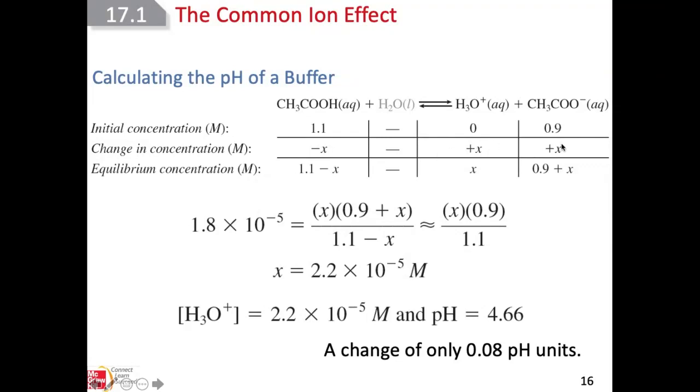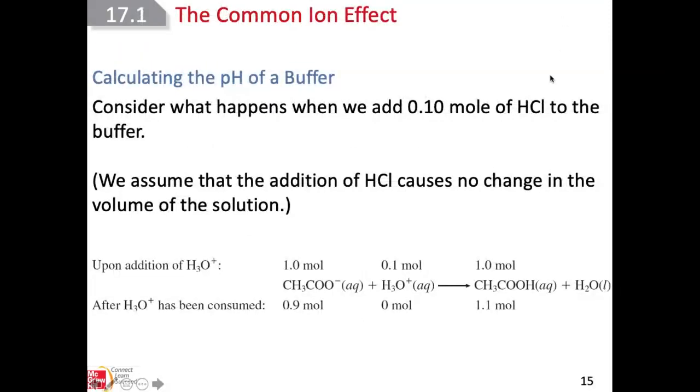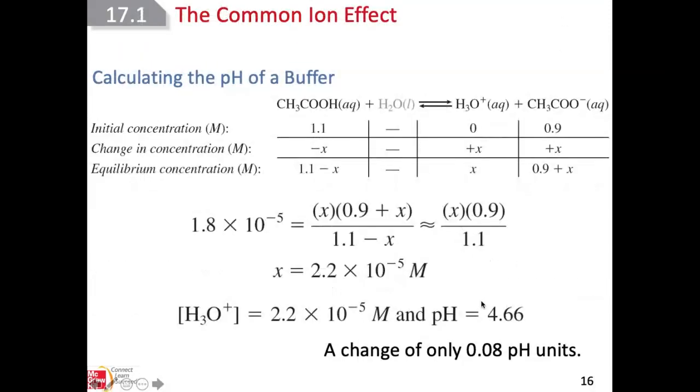So I will do the change, minus X, plus X, plus X. This is the equilibrium concentration. I will put this in the expression of Ka. We will find the X, and the X is H3O+. And we will find that the pH equals 4.66. Do you see the original buffer solution? Let's go back over here. The original buffer solution has a pH of 4.74. After we add HCl to that, the pH didn't change drastically. It changed only by 0.08 pH unit. So that's what the buffer means.